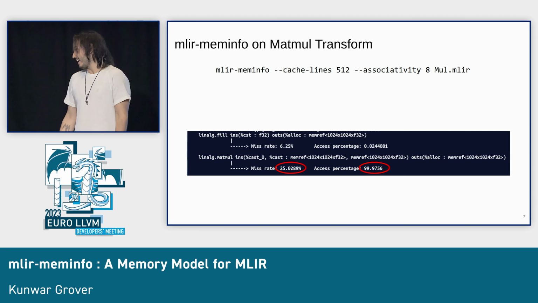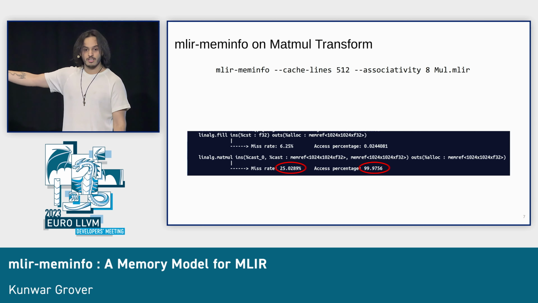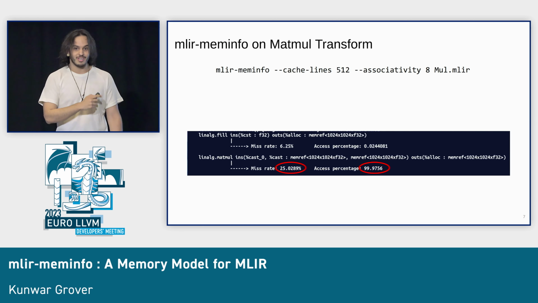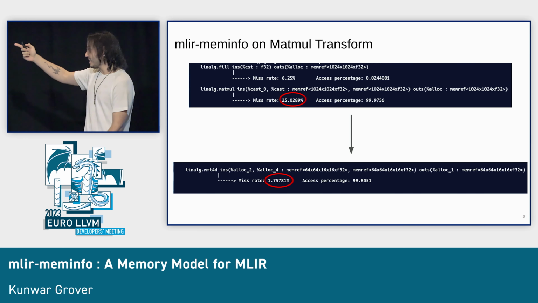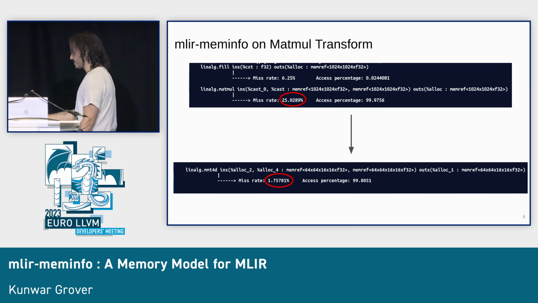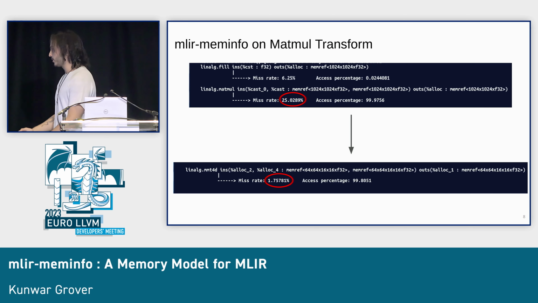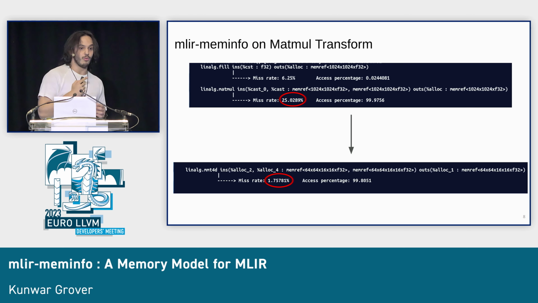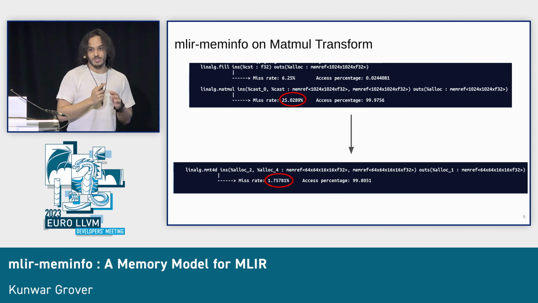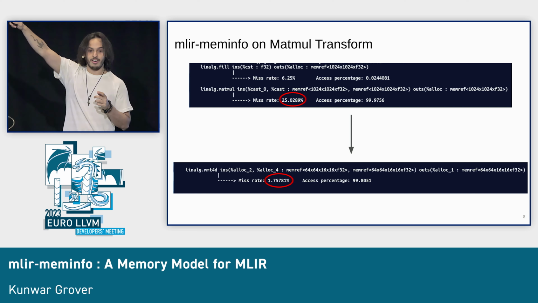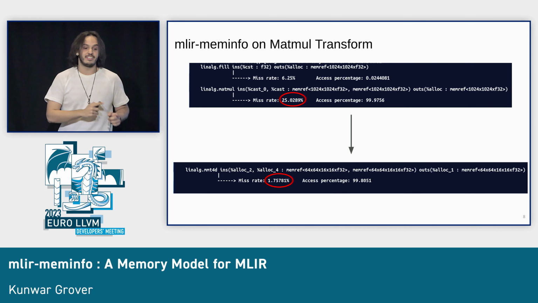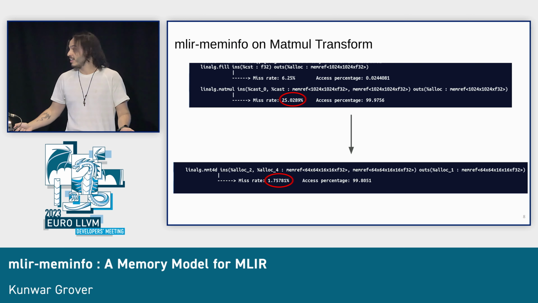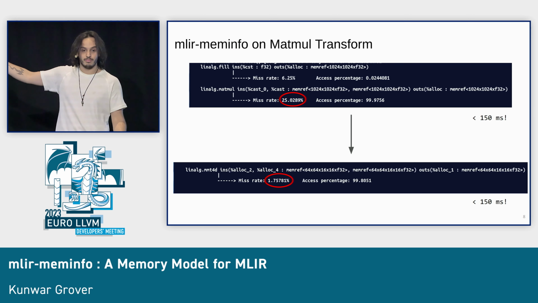Now, I look at this, and I understand, OK, this is bad. So I apply the matrix multiplication transform we talked about before, and it now tells me that it still has a similar share of accesses with the new operation linalg.mmt4d, but it has a miss rate of 1.7% now. So I can actually look at that optimization, and the tool tells me that it does improve cache locality, and it does this in less than 150 milliseconds.